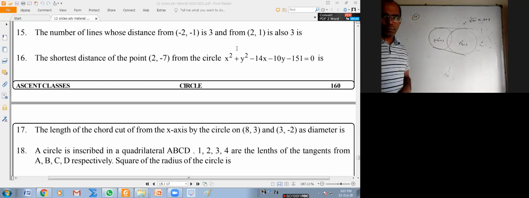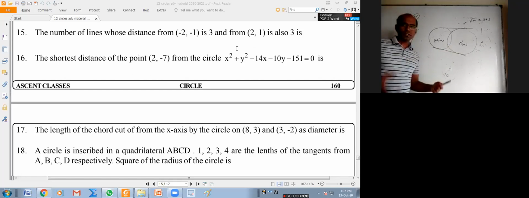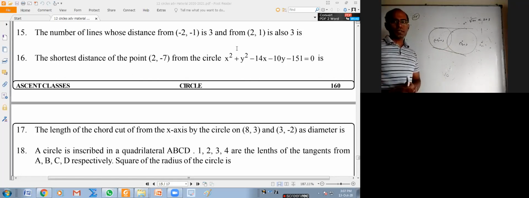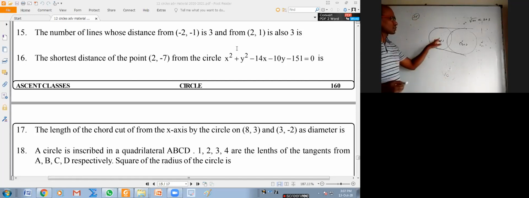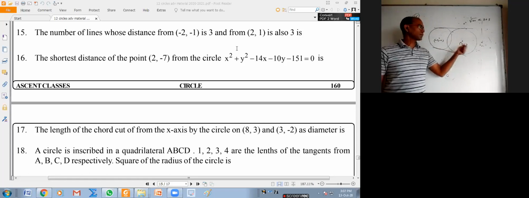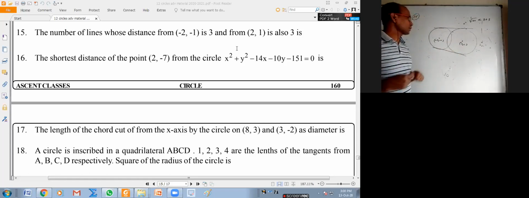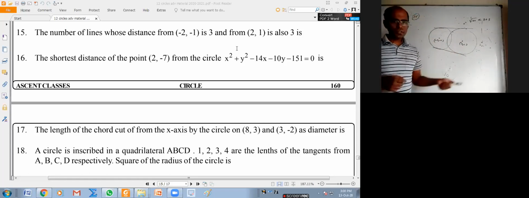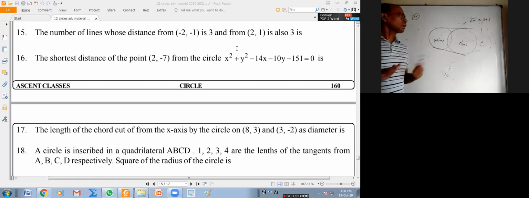So now it all depends on whether these two circles are intersecting or completely separate, or one is inside the other. Here they are intersecting. So any line which is at a distance of 3 units from this will be tangent to this. Any line which is at a distance of 3 units from this will be tangent to this. And if something should be at a distance of 3 units from this, and this should be tangent to this and this, that is the common tangent they are asking. How many common tangents are there? Only 2 common tangents here.